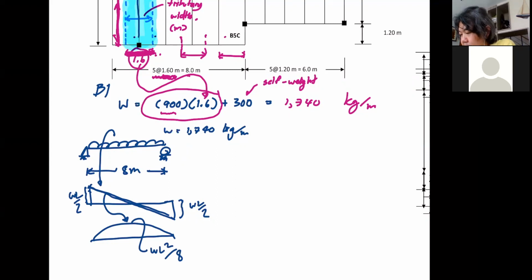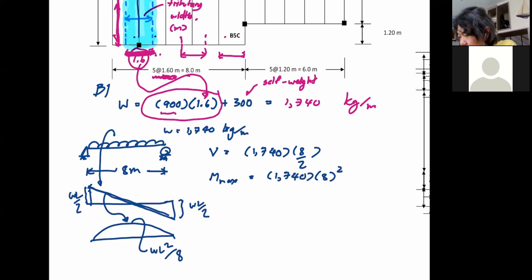So now you know the maximum shear is just 1740 multiplied by 8 over 2. But that is, figure it out. The maximum moment is 1740, 8 squared over 8. So that is over and done with B1.